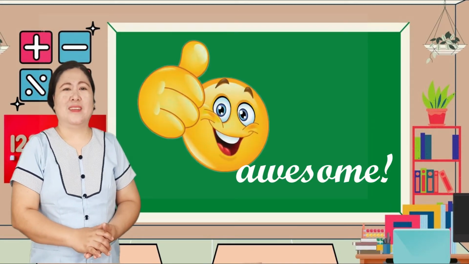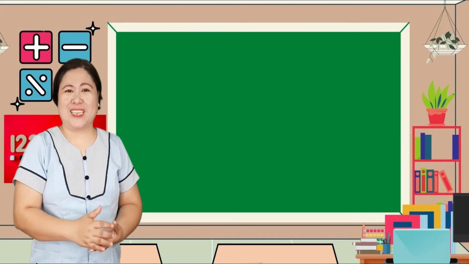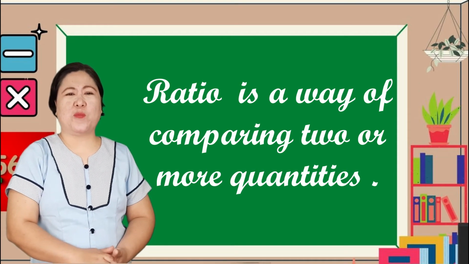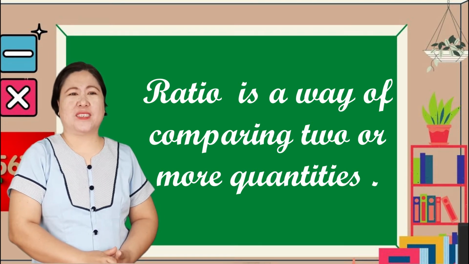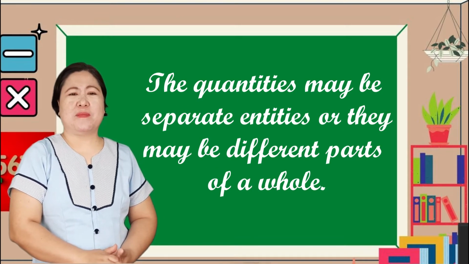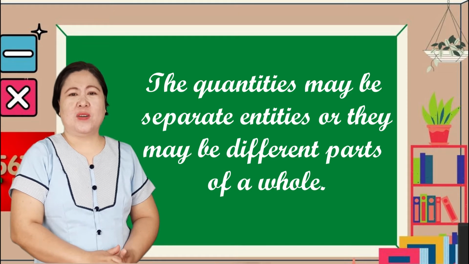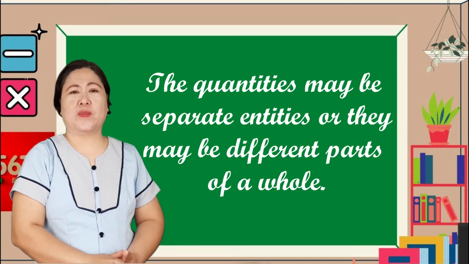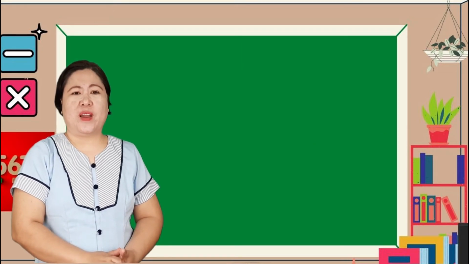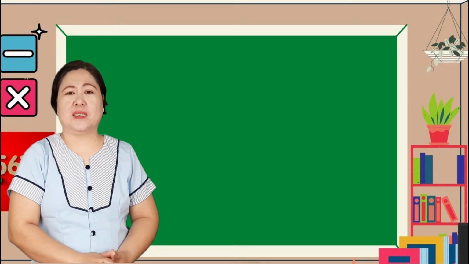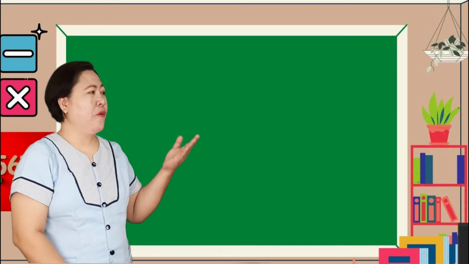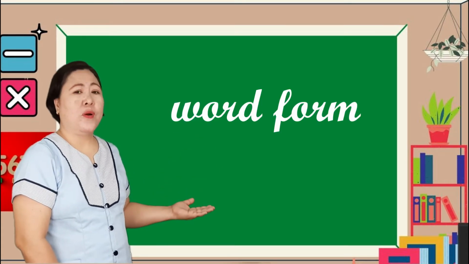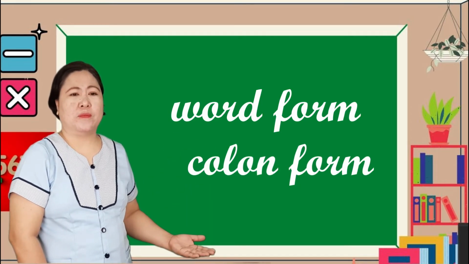Awesome! Now, let's begin. Ratio is a way of comparing two or more quantities having the same units. The quantities may be separate entities or they may be different parts of a whole. You can write the ratio of A and B in three ways. It can be in word form, column form, and fraction form.